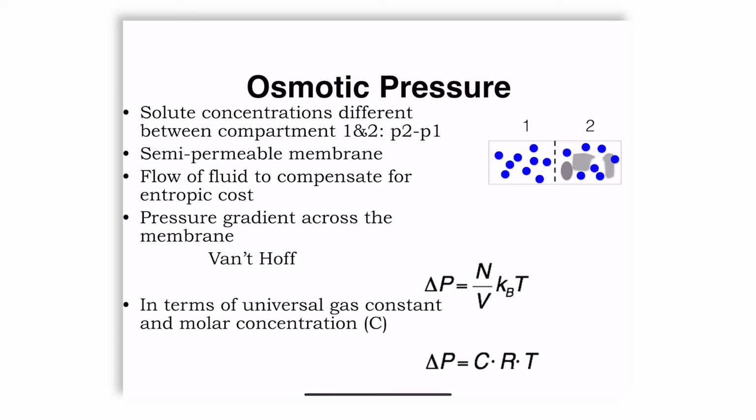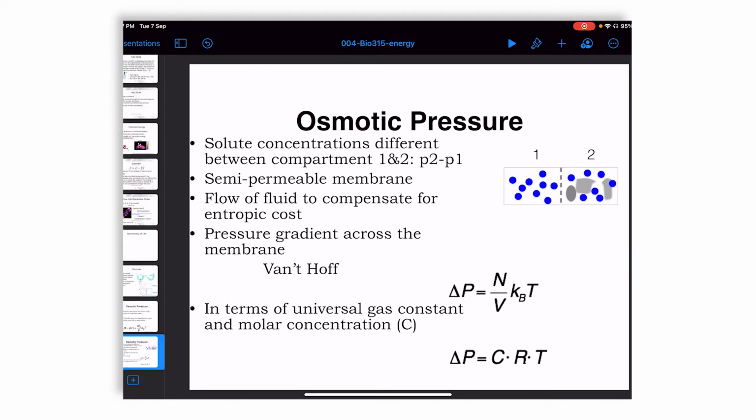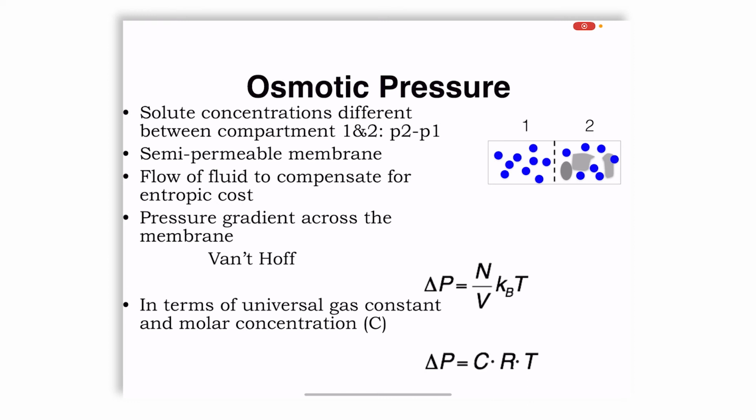So osmotic pressure, for the sake of that P1, P2 definition, defines 1 as the compartment with just the solvent, while 2 is the one with the solution and solute molecules. 1 is just the solvent, 2 is the solution. And the semi-permeable membrane results in a fluid flow to compensate for the entropic cost.